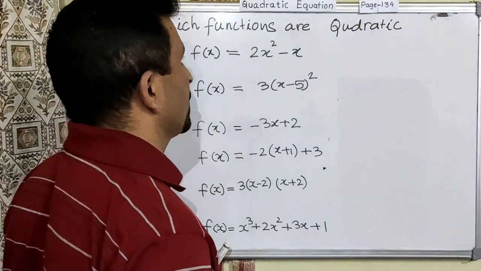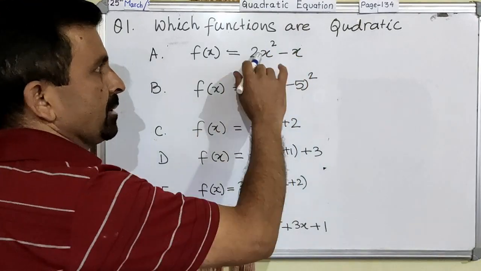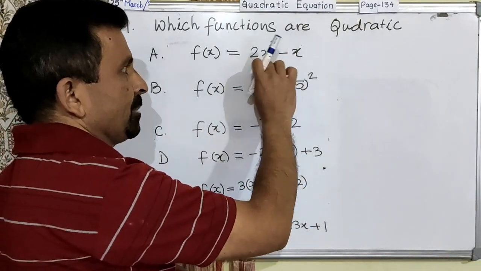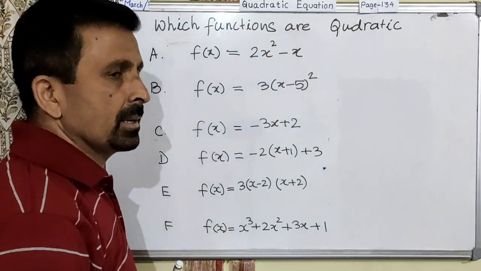Alright. Now, f(x) is equal to 2x squared minus x. This is in the simplest form, and it can be simplified, but then the highest power of the variable is how much?